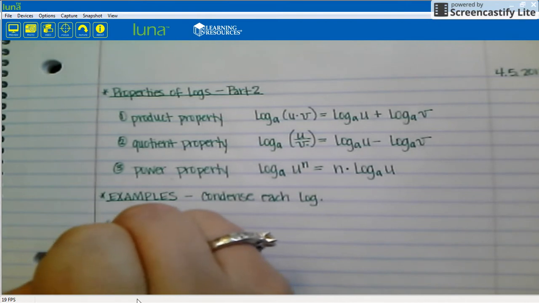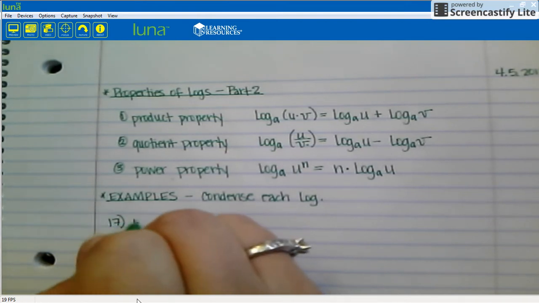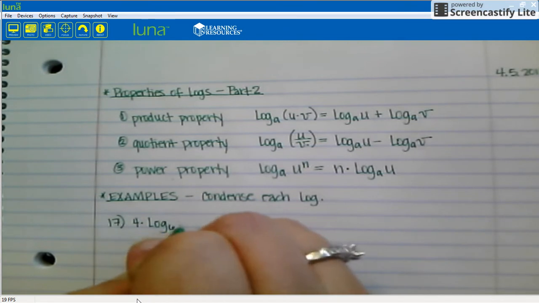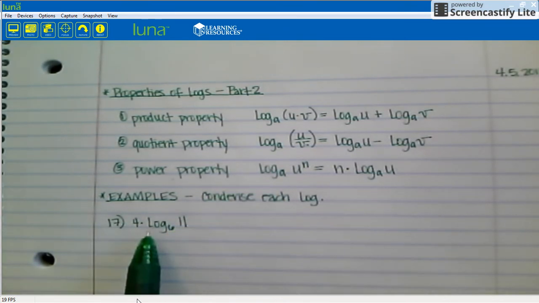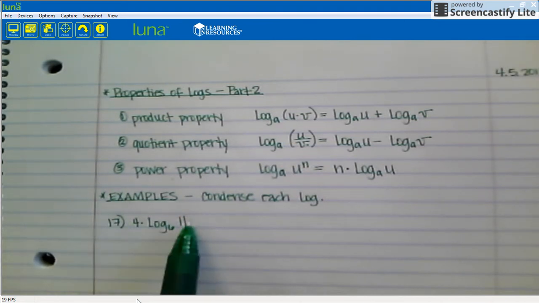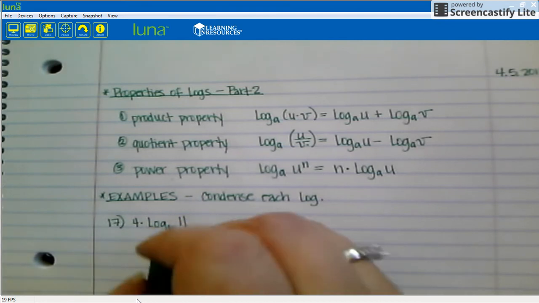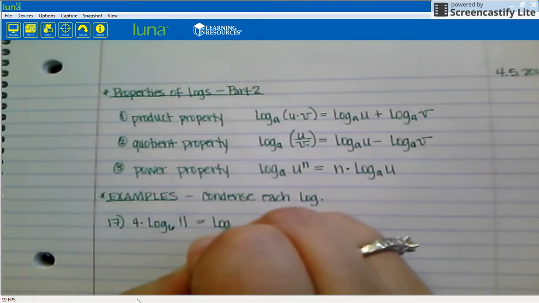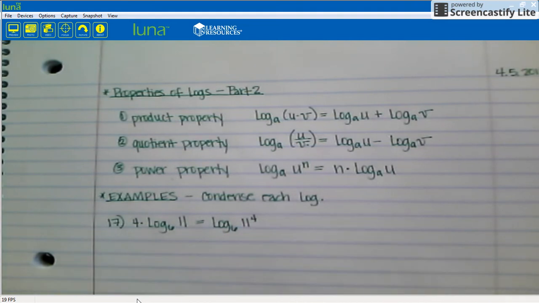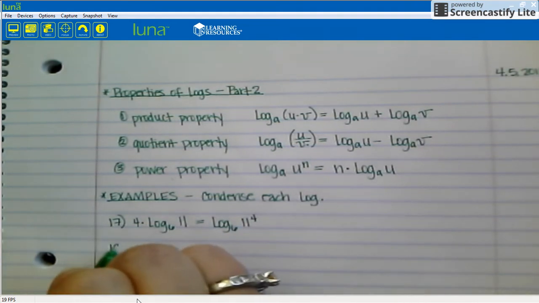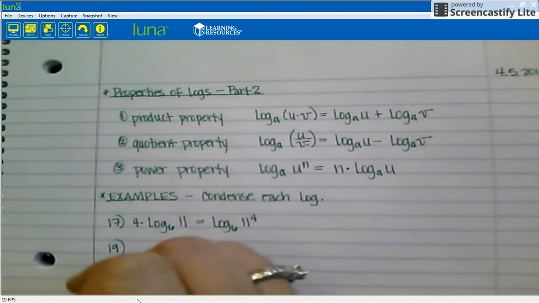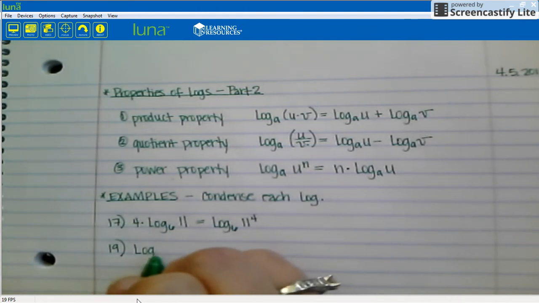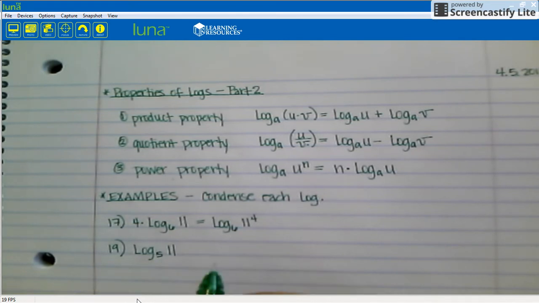So on the same handout, number 17, if I have 4 times the log base 6 of 11, then using the power property in reverse, I can take this coefficient and make it the exponent of my 11. So this is going to be log base 6 of 11 to the 4th power. And then for number 19, if I have log base 5 of 11, then this is already fully condensed and we can't do anything with it. So it just is what it is.